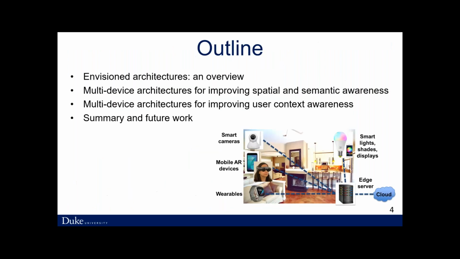And in today's talk, I'll describe the architectures we envision for next generation augmented reality. I'll talk about how they enable improvements in spatial and semantic awareness, the awareness of the state of the environment. And I'll also talk about how they enable taking user context awareness to the next level, having us get more information about the state of the environment and the state of the user, and have this information be more reliable.